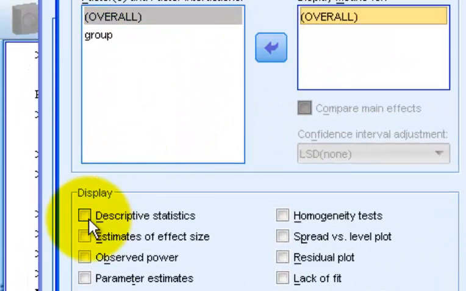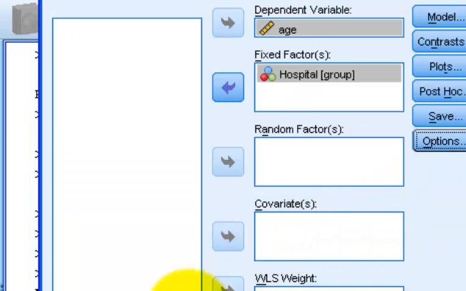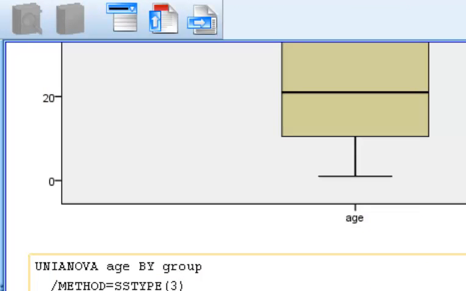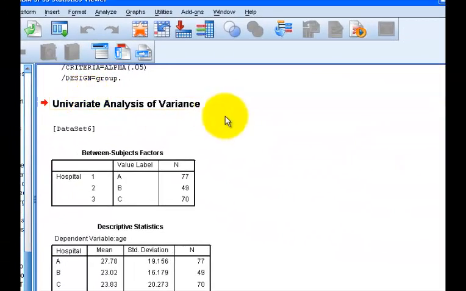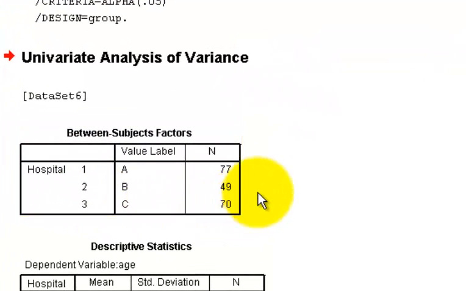And options, we want the descriptive statistics because we need those for the APA. We're going to look at the effect size, the power, and the homogeneity of variance. Click continue. I believe we're good to go. Click OK. So here's our analysis of variance.